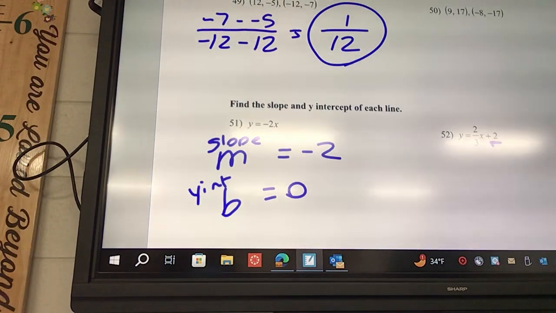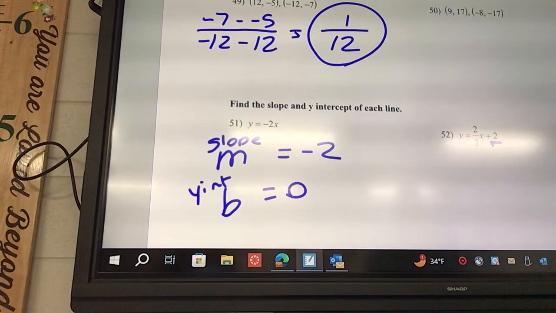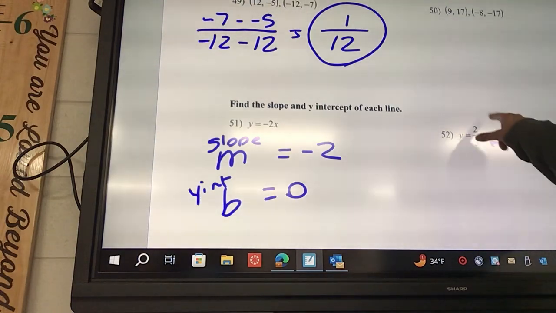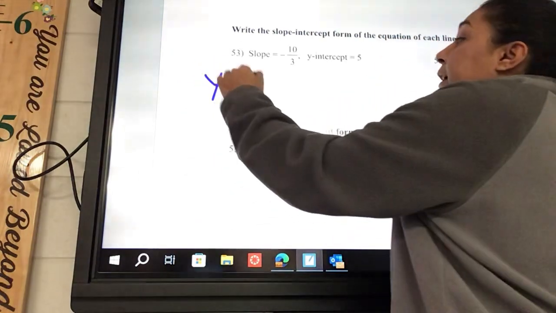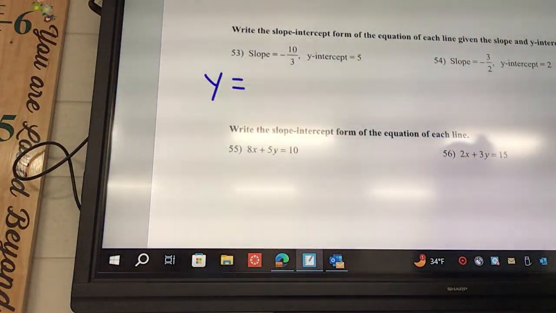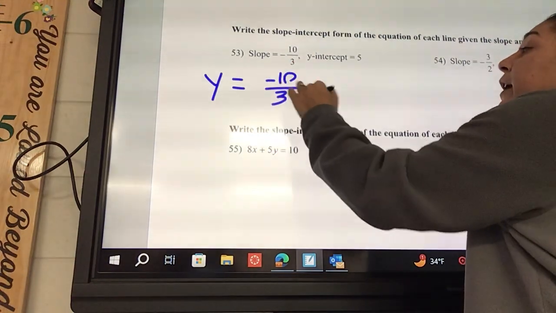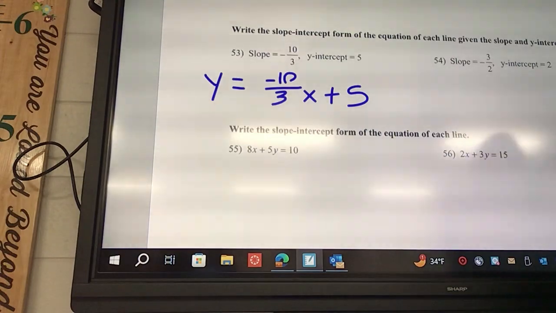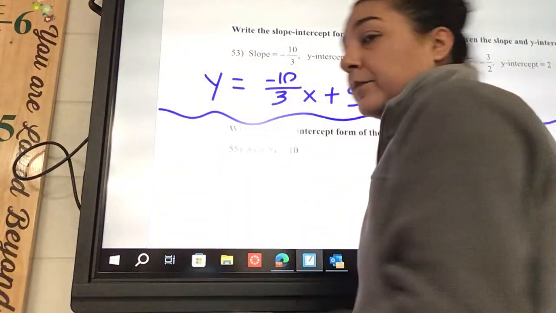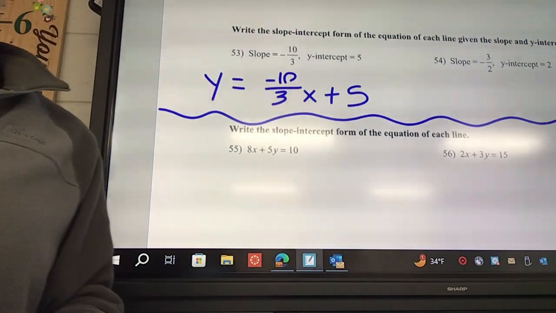For the next one, it's the exact same thing, we're just writing the equation instead. They gave us our m, they gave us our b, and they want you to write it like this. So it's going to look like y equals, what is my m? What's my slope? Negative 10 over 3. x plus my b is 5. Okay, we're going to stop here today.